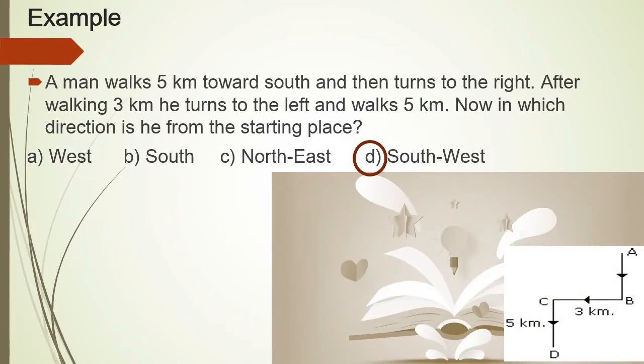Let us look into the explanation for this. Supposing that the man is at position A, he walks downwards towards south for 5 kilometers and reaches position B, and then he turns to the right from position B, that is towards the western side, and then he walks 3 kilometers and reaches the point C, and again he turns to the left, that is towards south side downwards, and then he walks 5 kilometers and reaches position D. So now the man is at southwest direction from A, that is option D.